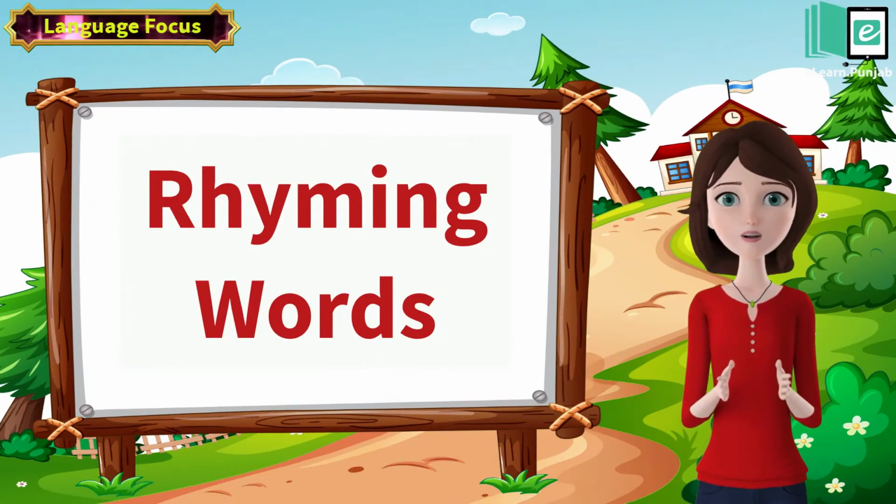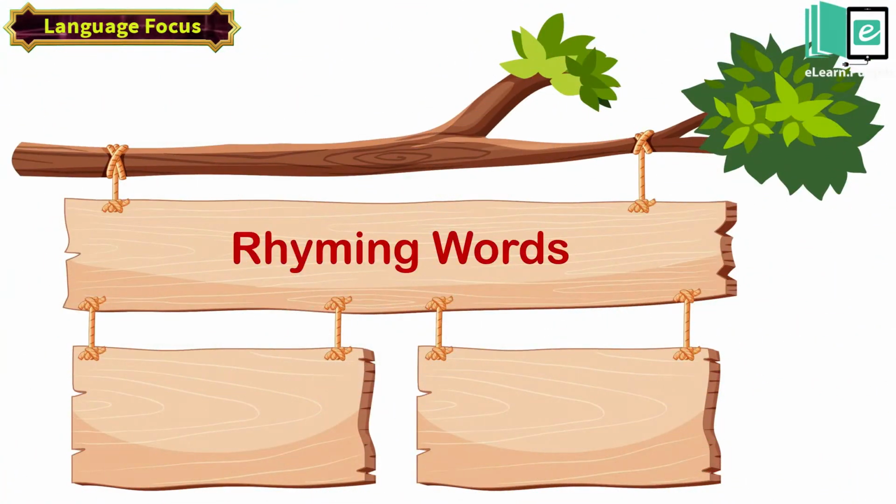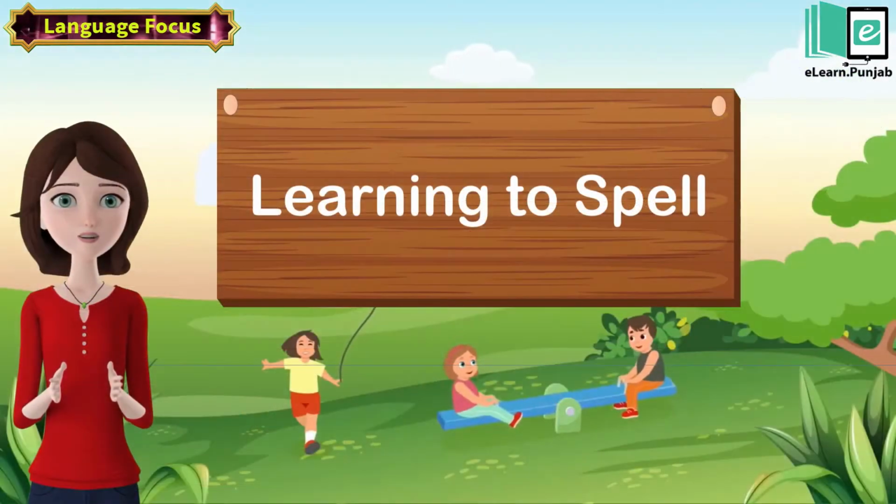Kids, we read some rhyming words in the poem like night, white, fed, head. Now it's your turn to tell me pairs of rhyming words. Light, height. Chair, hair. Best, rest. Perfect.